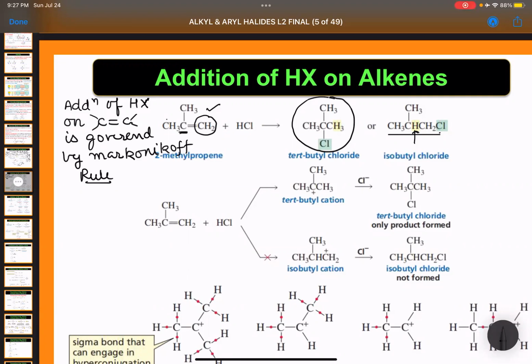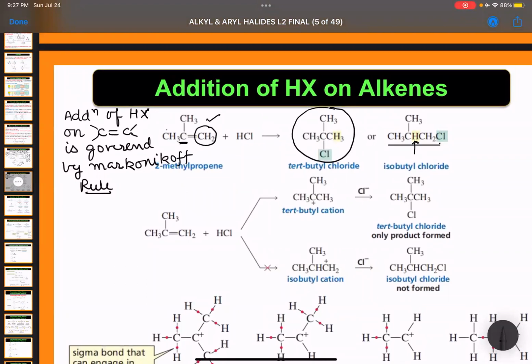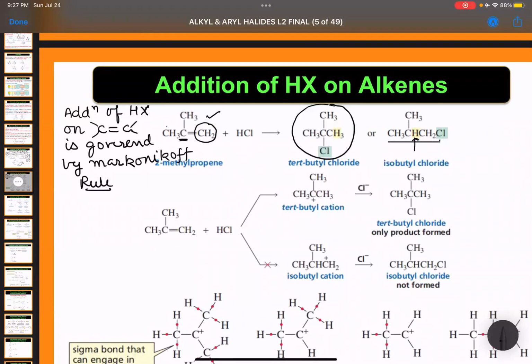Yes, sir. Okay. But why did it happen? What is the reason? Darshan and Hanifa, tell me, what is the reason for Markovnikov rule? What is the controlling factor? Why does it actually happen? Who can tell me? Why does the addition of HCl, HBr or HI, or in general HX, occur in a Markovnikov fashion on a double bond? Why? Who can tell me?